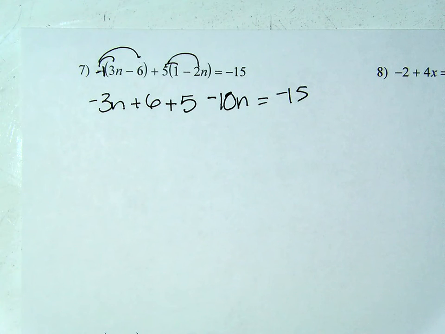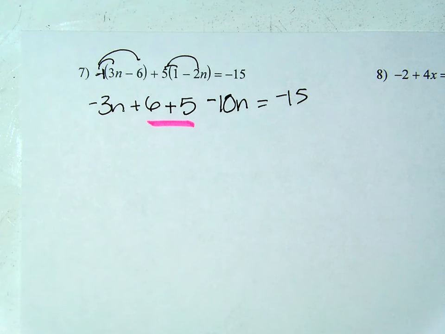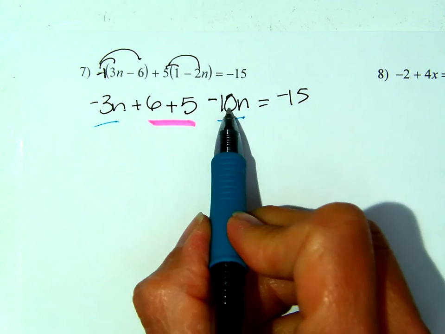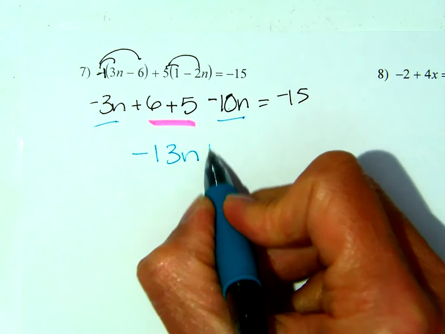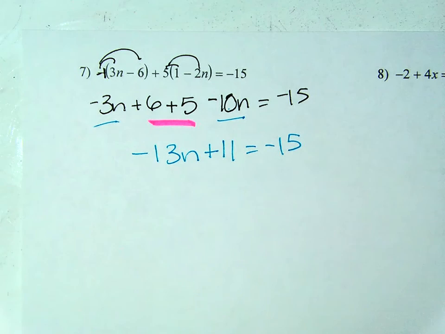Now I'm going to combine my like terms. I got some like terms there. I also have some like terms right here. These guys are like. So negative 3n and negative 10n gets me negative 13n. 5 plus 6 gets me 11. And then I have a negative 15.